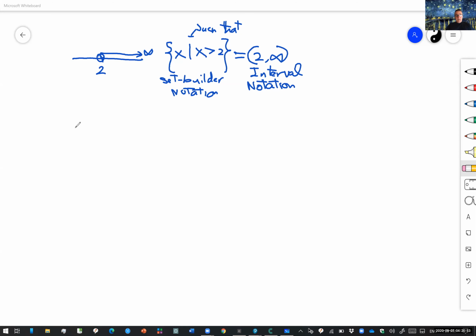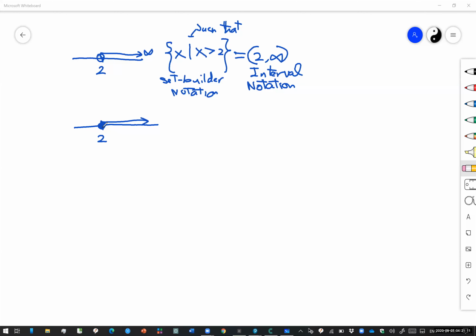All right, so now, this time, I want to include the 2, like that. So I want to look at all real numbers that are not just greater than 2, but also what?